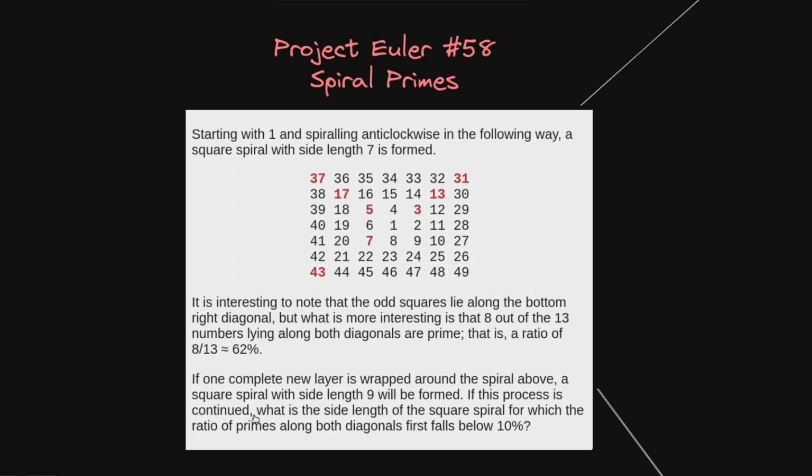and they are asking us to find out, if the process is continued, what is the side length of the square spiral for which the ratio of primes along both diagonals first falls below 10%. So we need to keep adding those layers one by one, and when the ratio of primes along the diagonals falls below 10%, we need to report what is the side length the first time it falls below 10%.